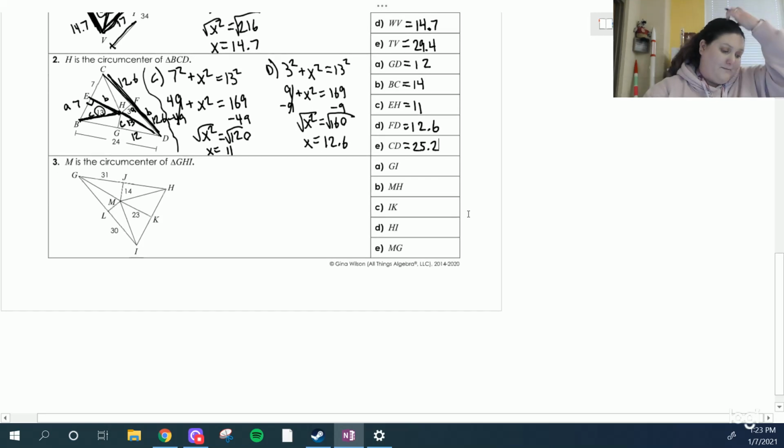So last example on this page, it says M is the circumcenter of triangle GHI. So first measurement they want is GI. GI is this whole side here. Well, I already have half of it is 30, so this other half is 30, which makes this 60. Next one they want is MH. So MH is this right here.